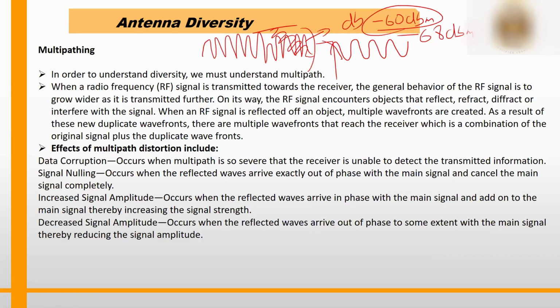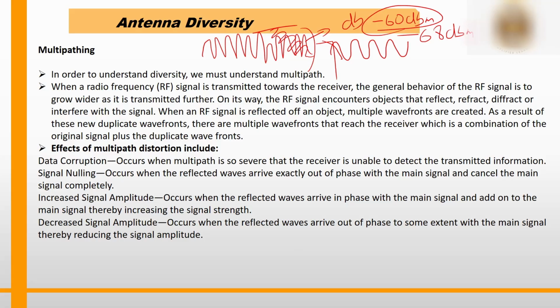What are the effects of multipathing, and what is the reason for generating multipathing? Because of multipathing, data corruption can happen, signal nulling can happen, and increased or decreased signal amplitude can happen. We have understood the idea behind multipathing.